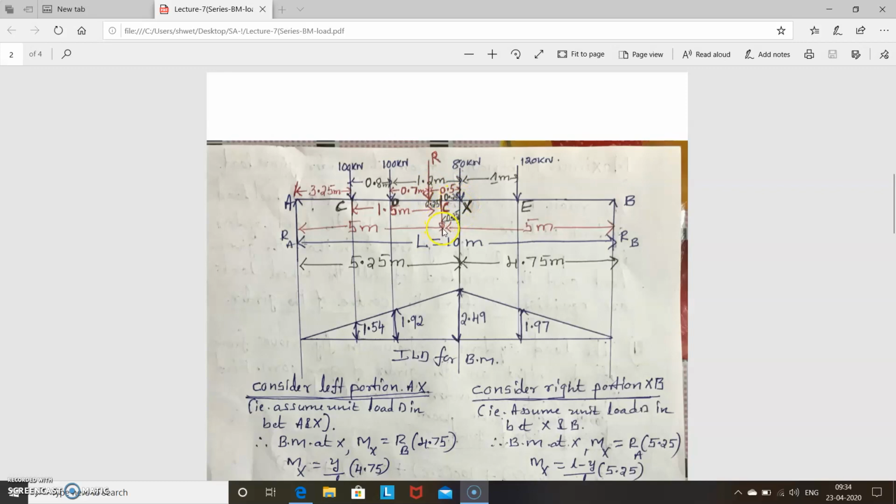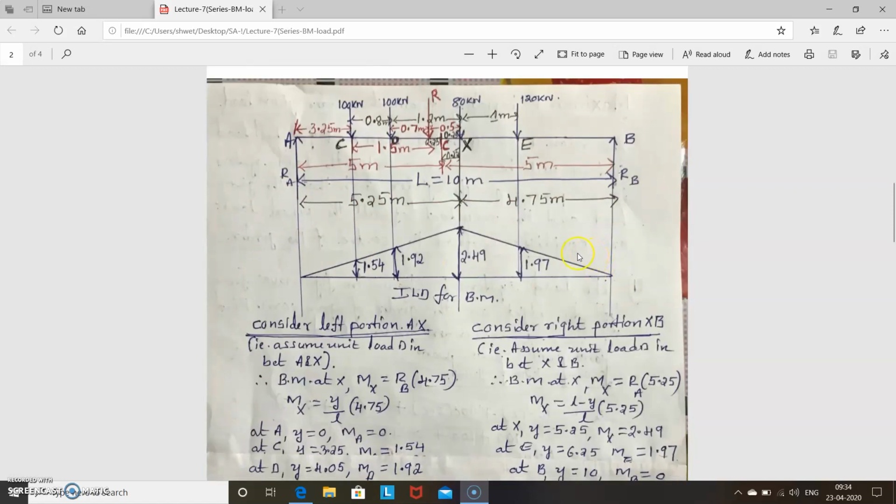So till here it is 5. So 5 plus this distance 0.25 is 5.25. This is the way to find where the section is located. Once you get these points, then you can draw the ILD for this. How? Consider first the left portion AX, and then consider X and B.